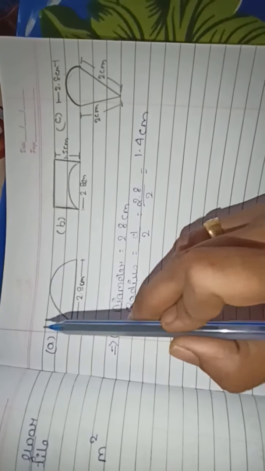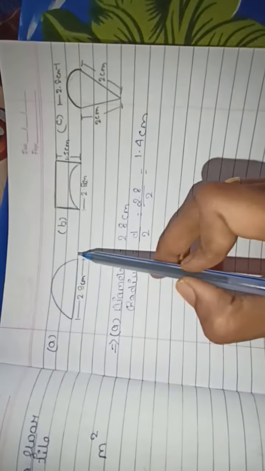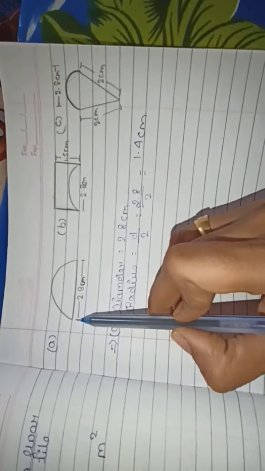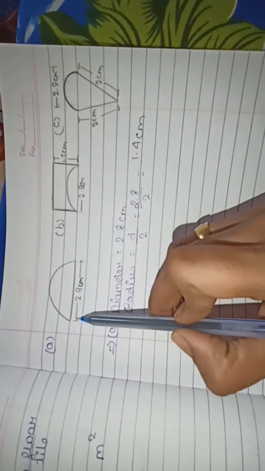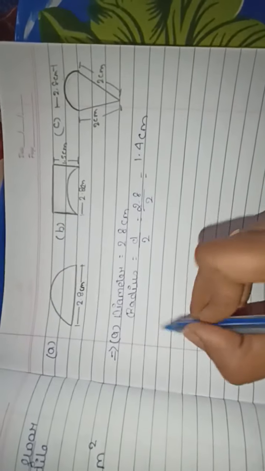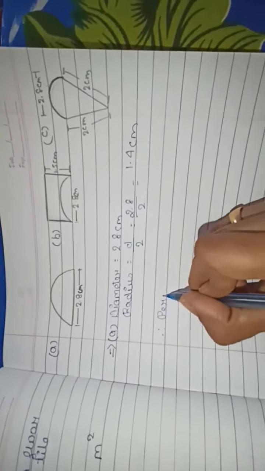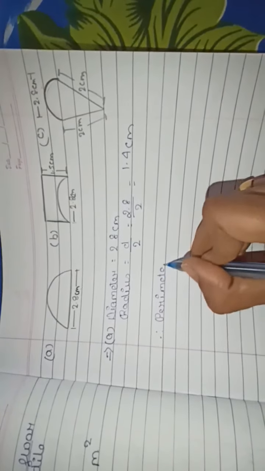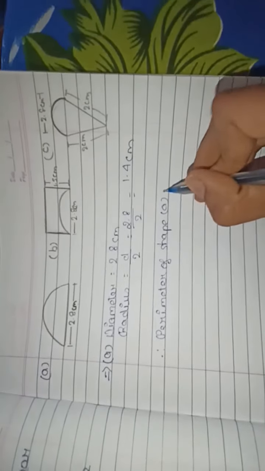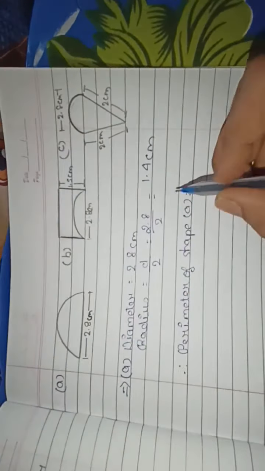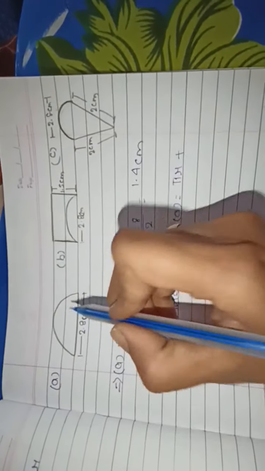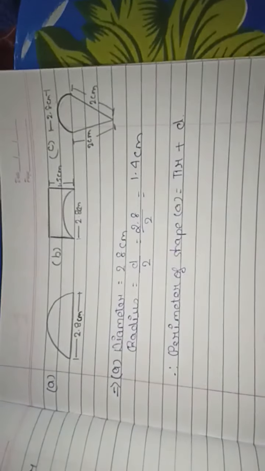And you have to see that the ant moves along this figure. So this much is pi r, and the diameter also we will have to add, because the ant is completing the whole shape. Therefore the perimeter of shape A will be equal to 2 pi r by 2, that is pi r, plus this diameter, d.